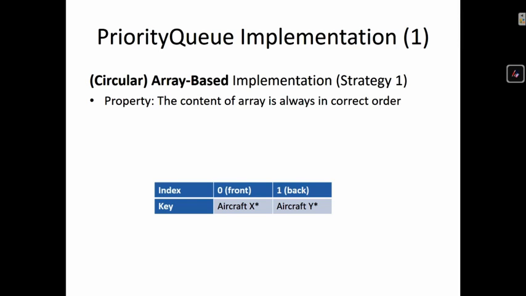Imagine now I have this priority queue. In this circular array-based implementation, I need two pointers: one is the front pointer pointing to the front of the queue, one is the back pointer pointing to the back of the queue. So at the beginning, using my example, I have only two aircraft, aircraft X and aircraft Y. Aircraft X is at the front, aircraft Y is at the back.